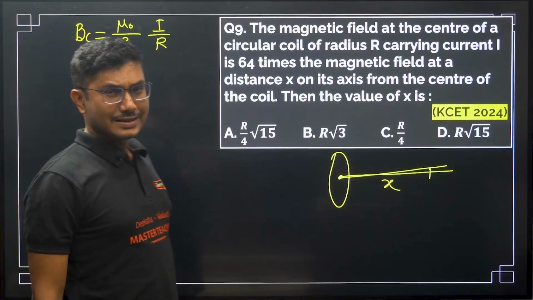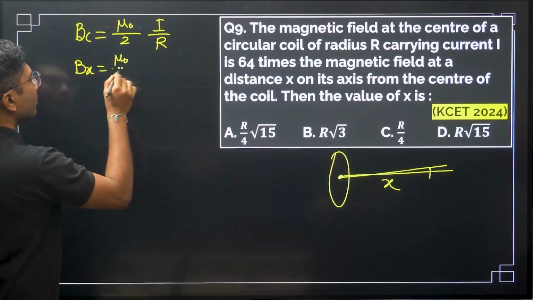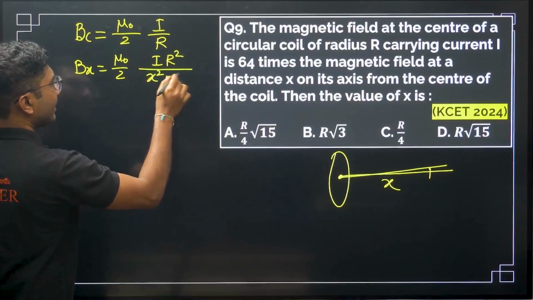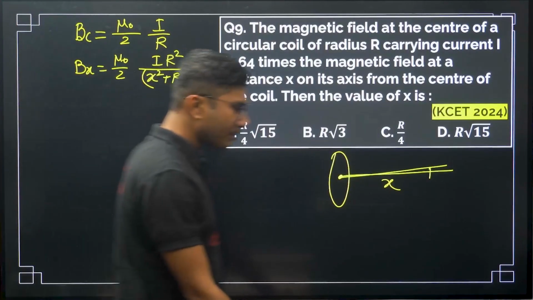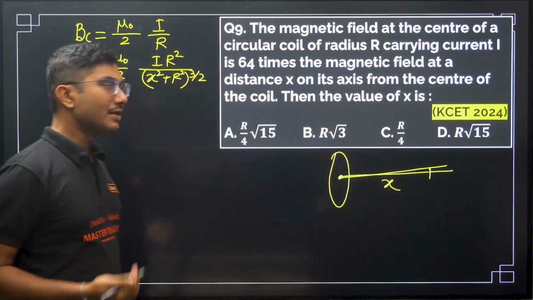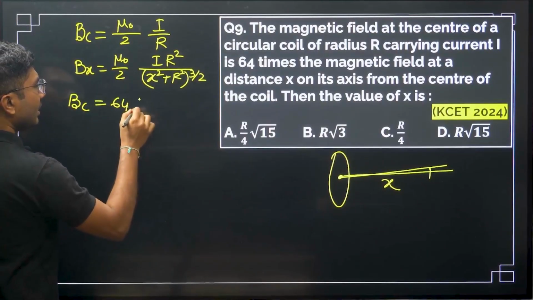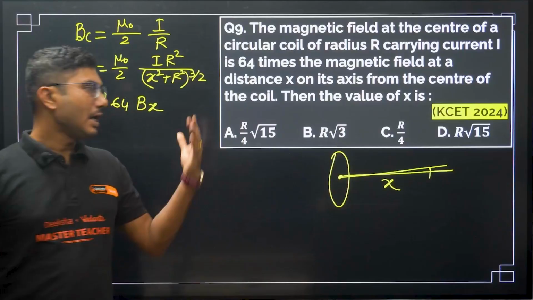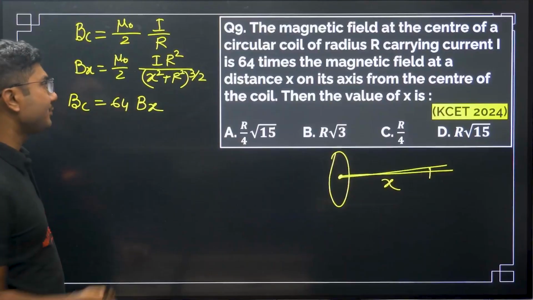This is the magnetic field at the center, and the magnetic field at any distance x is given by mu naught by 2 I R square divided by (x square plus R square) to the power 3 by 2. You have derived this formula multiple times. It is very important, so remember these formulas. Now it says the center magnetic field is 64 times the magnetic field at some distance x. Obviously the magnetic field is maximum at the center. Any point outside the center it will always be less. That's why the magnetic field at the center is 64 times that at the distance.